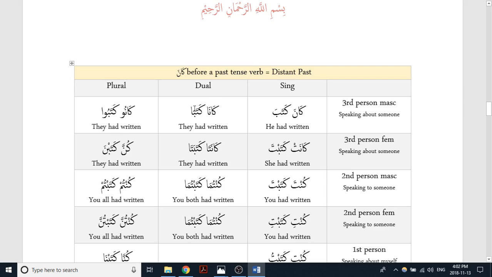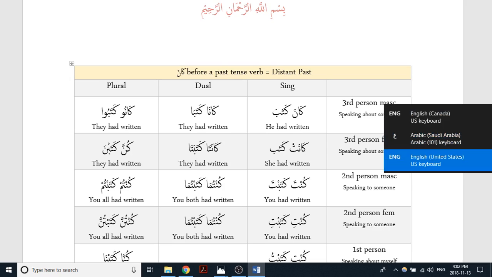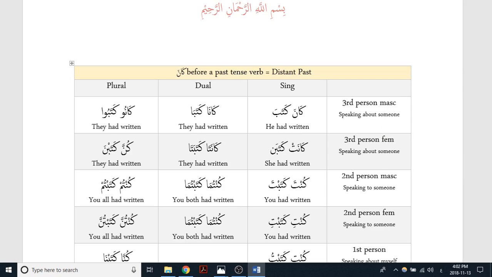Kana kataba. They're going to match in number. Kana kataba, they had written. Kanu katabu, they had written. Kanat katabat, she had written. Kanata katabata, they had written. Kunna katabna. From this point on, it follows a very simple pattern.